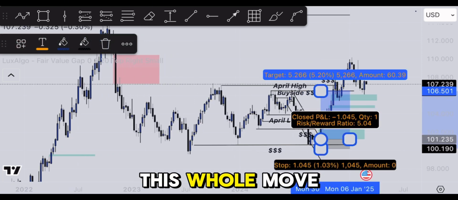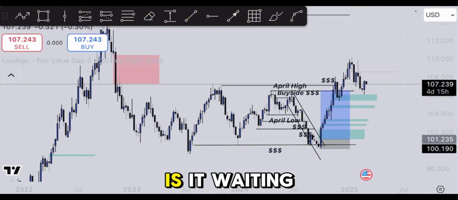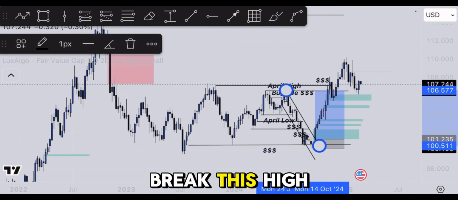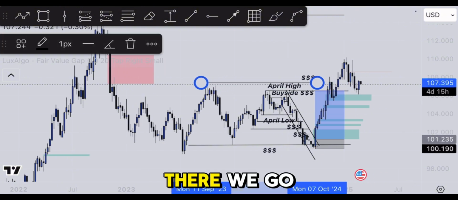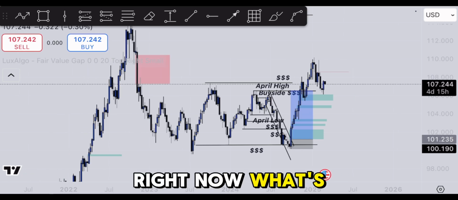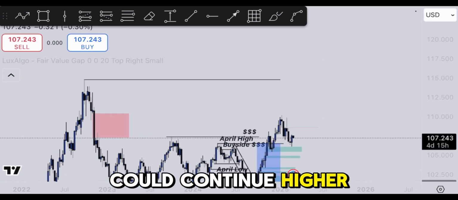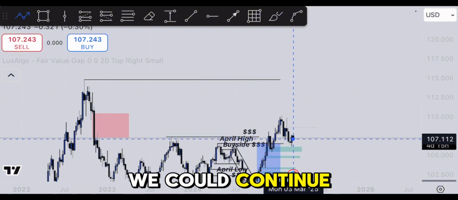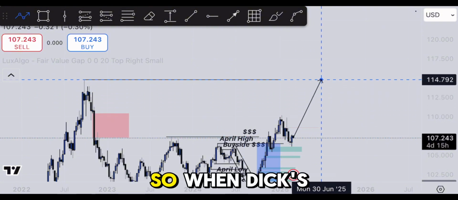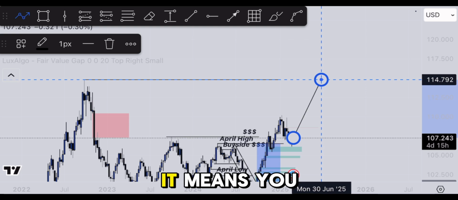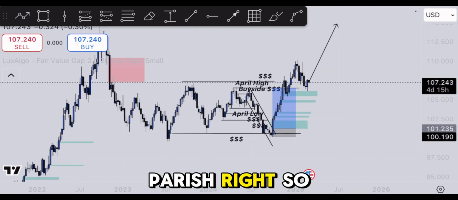I actually caught this whole move as DXY was going up, waiting for it to break this high from April. There we go. So right now, what's happening with DXY? There's a possibility that we could continue higher. We could continue all the way to this one. So when DXY is bullish, it means EUR/USD is bearish, right?